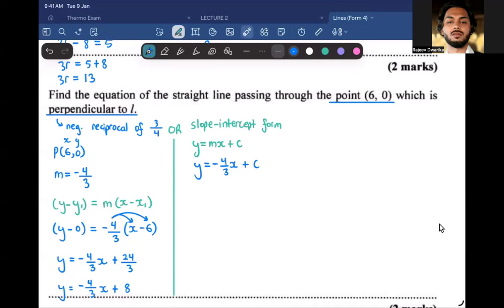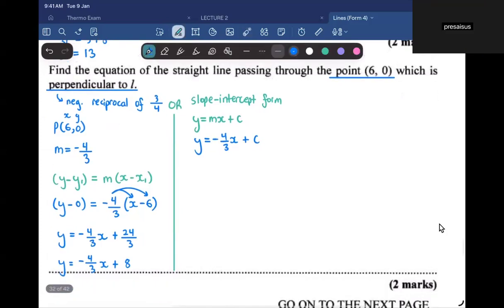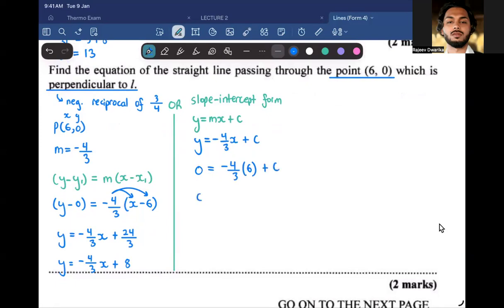So basically, since it's perpendicular, the gradient will be the negative reciprocal of 3 over 4, so negative 4 over 3. That's what you did, right? Yes, sir. And what was the point they gave us? 6 comma 0. So what is y then? Y is 0 and x is 6. So we're going to say 0 is equal to minus 4 over 3, and x is 6, so put in 6. What's the next step? What's minus 4 over 3 by 6?